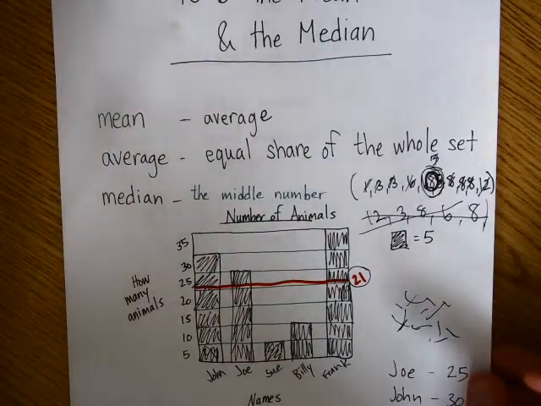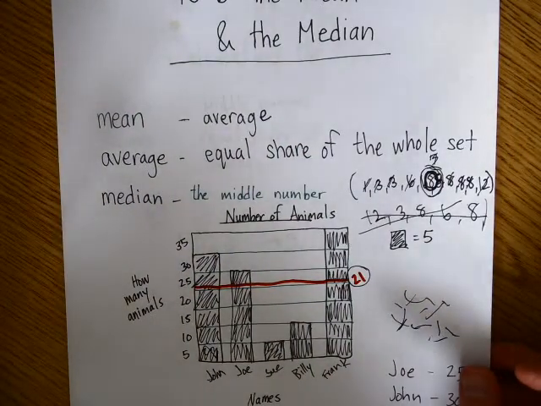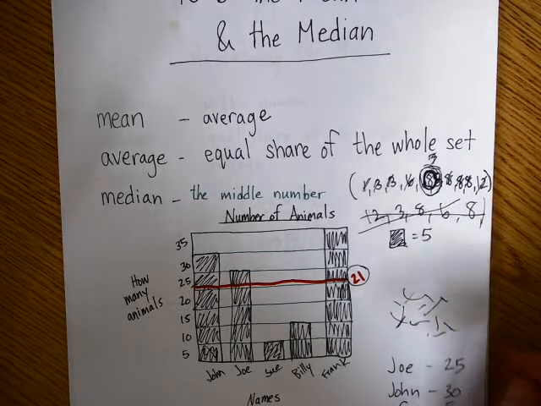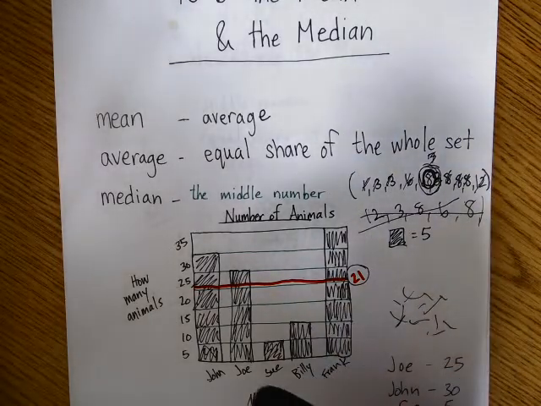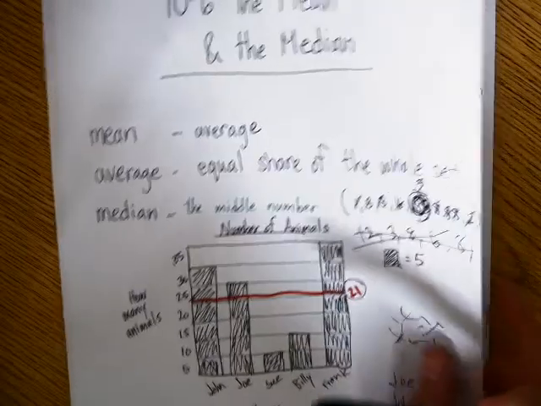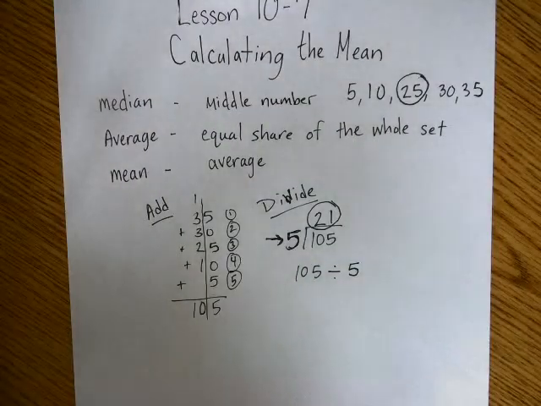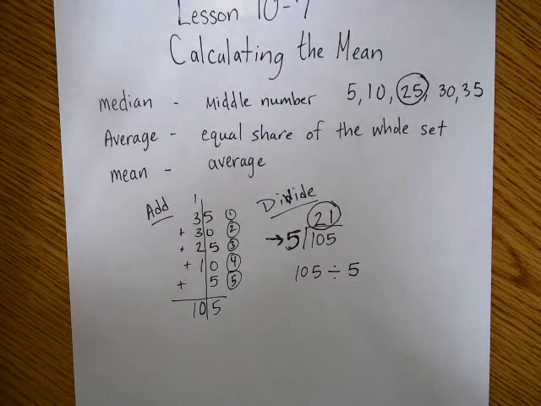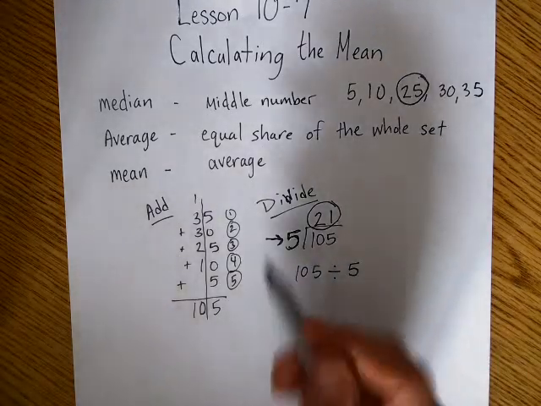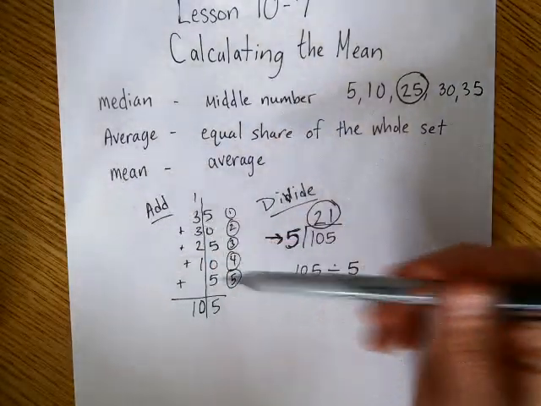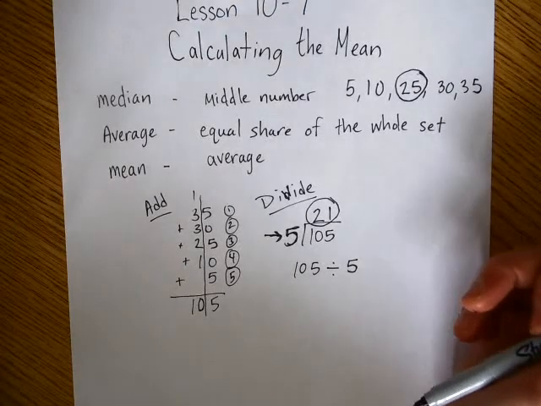So if I were to say, how many more animals does Frank have than John? Or how many more animals would Billy need to collect to have the same number as Joe? You'd be able to look at that graph and figure those kinds of things out. We want you to be able to find the median and the mean of a data set. So be able to figure out these things for a set of data.